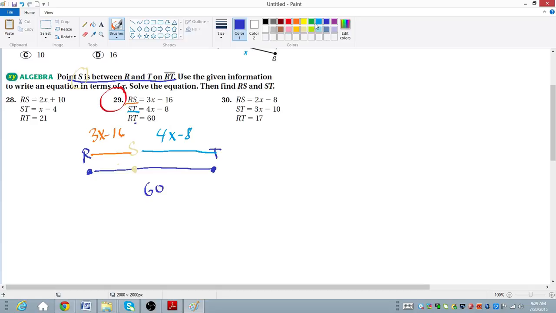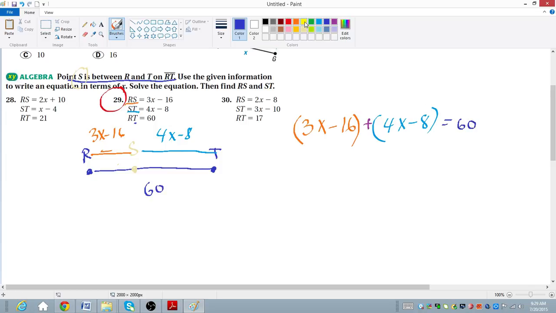Now all you need to do is set up an equation. Well, how do I set up that equation? I know that the orange here plus the blue here equals 60. So let me just write that here. I know that orange, right? 3x minus 16, this segment here, plus the blue segment here, is 4x minus 8. Well, make sure you put a parenthesis around it because it's talking about the whole segment. And then it's equal to 60.